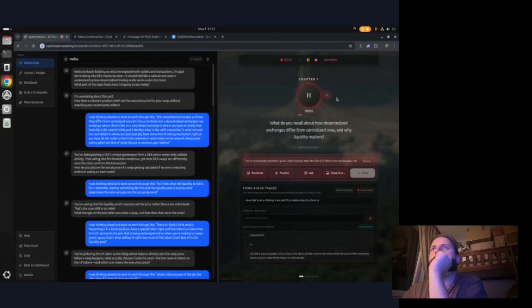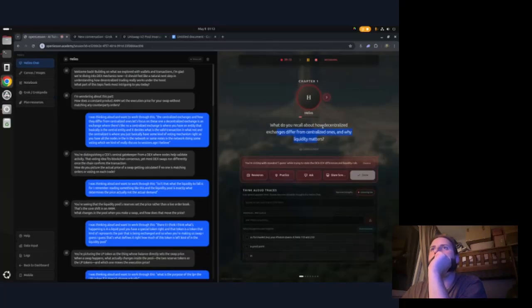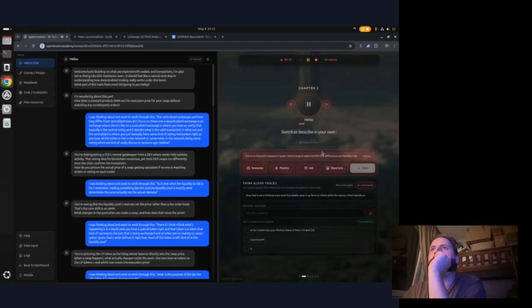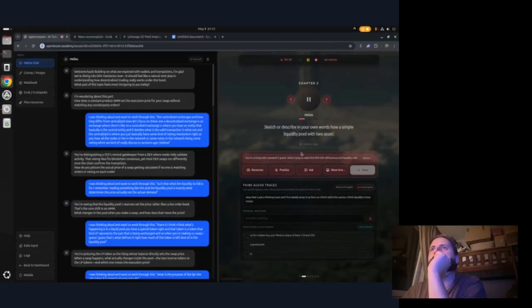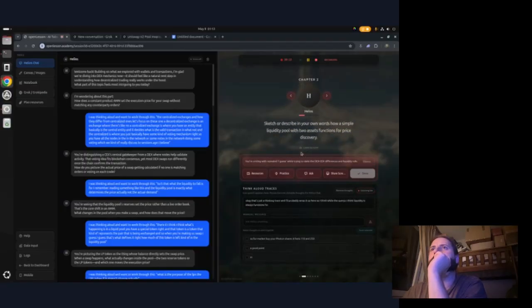So for a market buy of 500 shares, it fills at 110, then 210.50. Okay, that's just a thinking trace. And I'll probably wrap it up here. I think liquidity matters. The prompt was: in your own words, how a simple liquidity pool with two assets functions for price discovery.